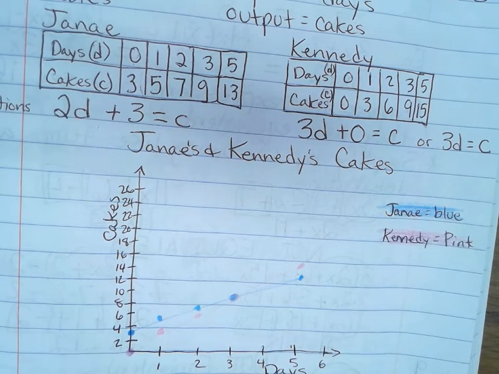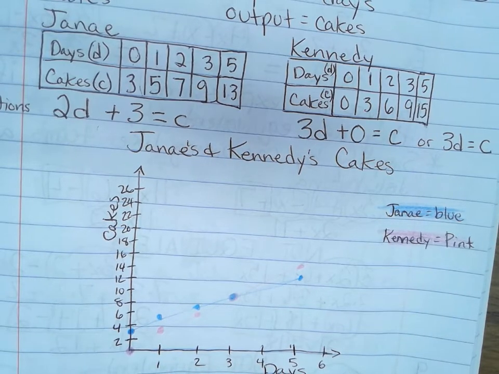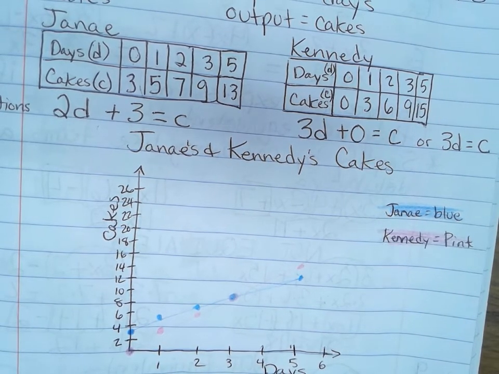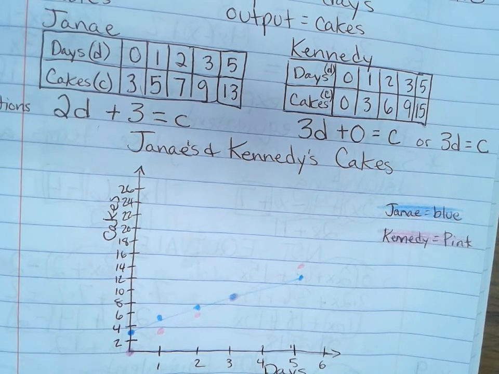Now we can make all sorts of conclusions to this. You know, if we needed cakes after 2 days, could we get more from Janae? Well, we can see that we could get more from Janae at that time. However, if we needed a bunch of cakes after 10 days, maybe Kennedy would be the one to look at. Or we could put their powers together and see how much they could do together. This is just an example of where you might use this.